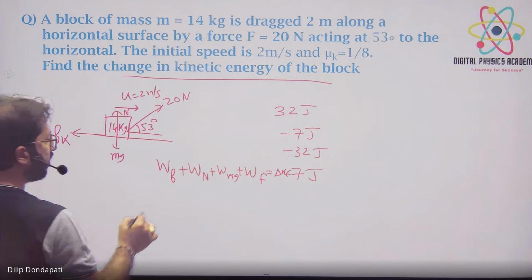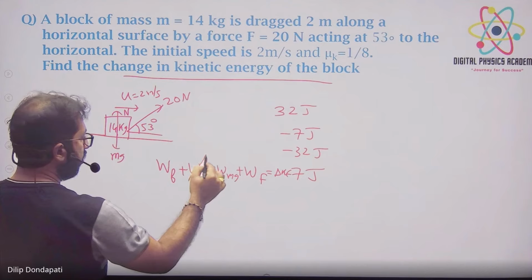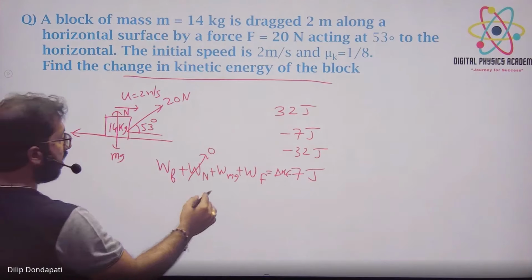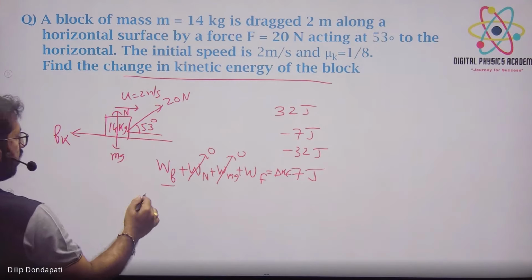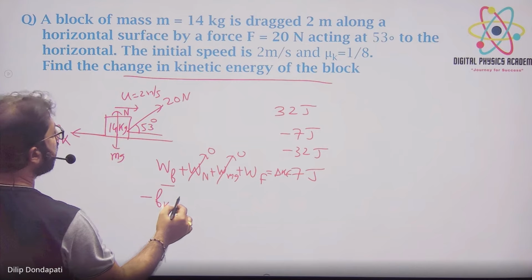So work done by normal action is how much? Normal and displacement, no, 0 है. Normal ऊपर and displacement is horizontal. And work done by mg is also 0. So work done by friction calculate karo. What is the formula? Force and displacement, right? So minus fk times displacement, s.